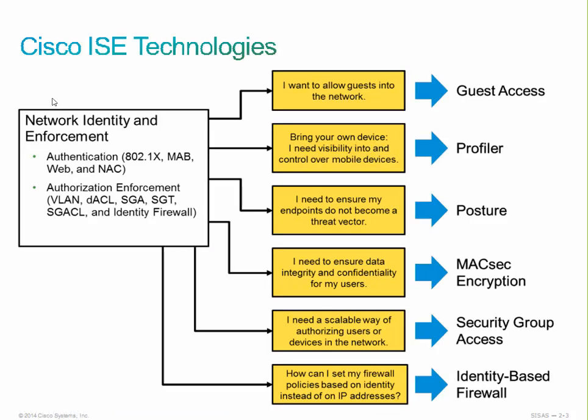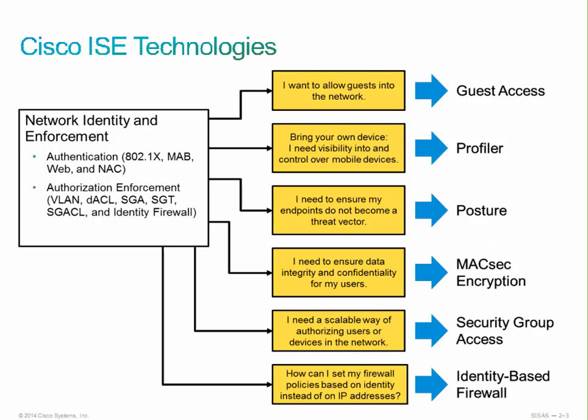All right, so we're looking at, in this particular slide here, an example of all of the features and the functions that ISE provides from the perspective of guest access, device profiling, posture assessments, MAC security or MACsec encryption, security group access, which is the Cisco TrustSec environment, and also identity-based firewall features. We know that the Cisco Secure Access Solution, which is what ISE provides us, has different authentication and authorization components. 802.1x, we talked about that yesterday quite extensively. MAC authentication bypass, and then finally WebAuth.